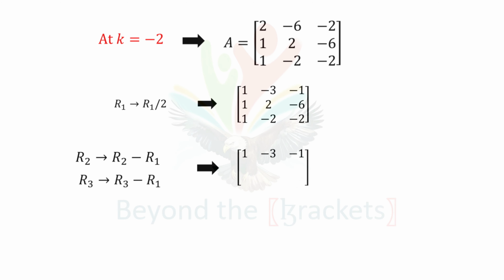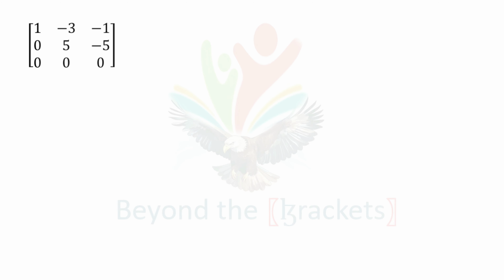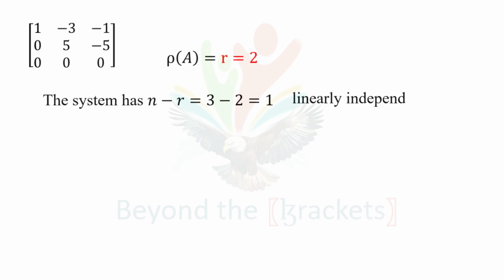For the second row we get 1 minus 1, 3 plus 2, minus 6 plus 1. For the third row, 1 minus 1, minus 2 plus 3, minus 2 plus 1. Next step is to make this element as 0 using R2. So the operation will be changing R3 as 5R3 minus R2. After the first two rows are written as it is, for the third row we get 0 minus 0, 5 minus 5, minus 5 plus 5. Here the rank of this matrix is 2 because it has two non-zero rows. So the system has n minus r, that is one linearly independent solution.